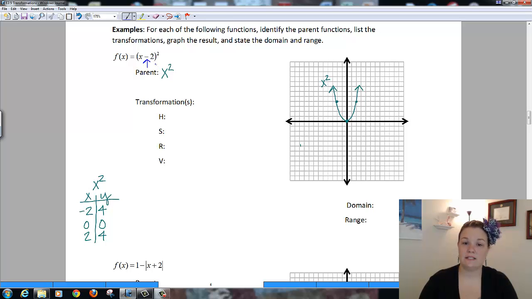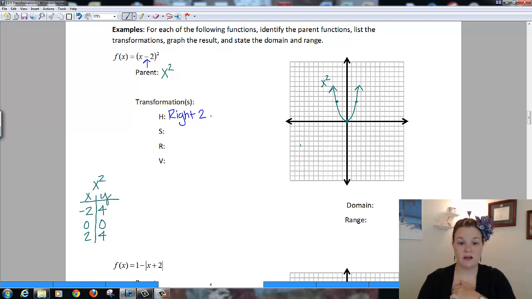Okay, so it's happening to the x value. It's going to be backwards from what we think. So remember here, when we subtract, this is going to move it left or right. Because x's are opposite from what we would think, this is actually going to move it right 2 units, which is a horizontal shift. So here I have my transformations written down, HSRV. So I have a horizontal shift that tells me to go right 2.